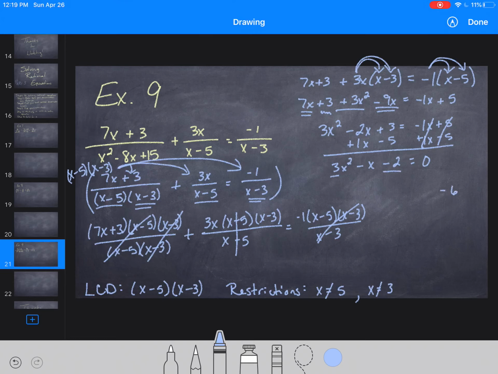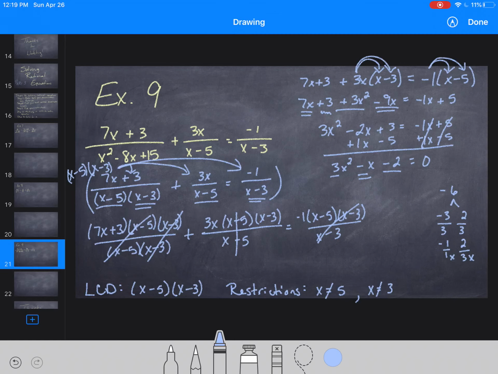I can factor this using MIFTER. I'm going to refresh your memory on how to factor it when we have a leading coefficient. I'm going to multiply my leading coefficient and my last term. I get a negative 6. I need two numbers that will multiply to give me a negative 6, but will subtract to give me this negative 1. So I'm going to use a negative 3 and a positive 2. Negative 3 times 2 gives me the negative 6. Negative 3 plus 2 gives me the negative 1.